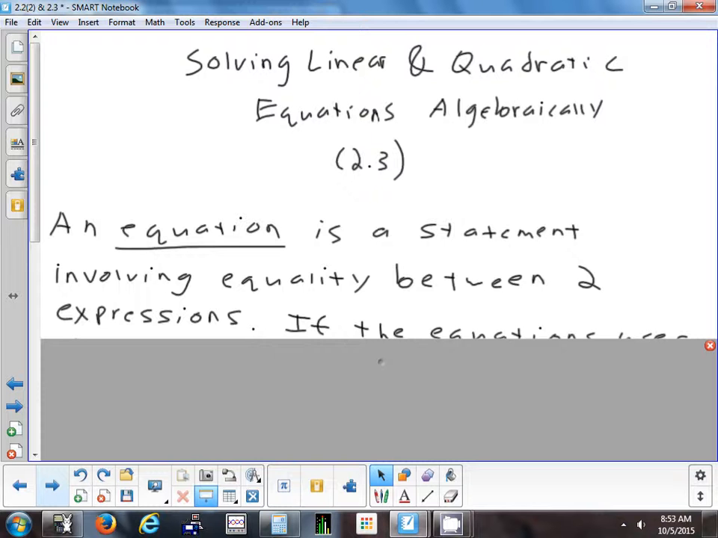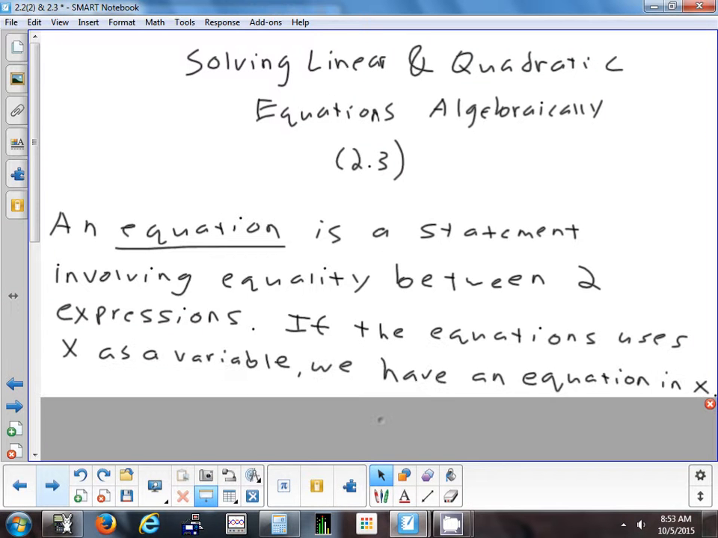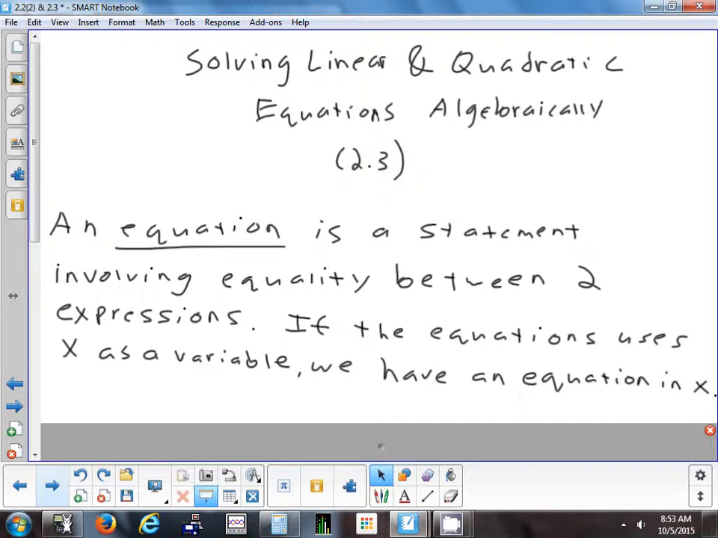Okay, that's exactly what we just did in the last section. We put cost on one side, put revenue on the other, put an equal sign between them. Okay, so we made an equation. Okay, if the equation uses x like we did in the last problem we set up, we can say that we have an equation in x. Okay? An equation in x just means you have an equation and you used x as the letter.